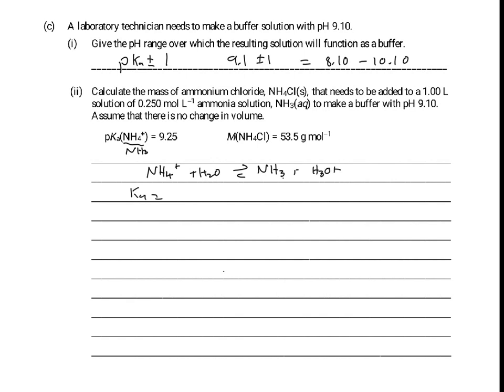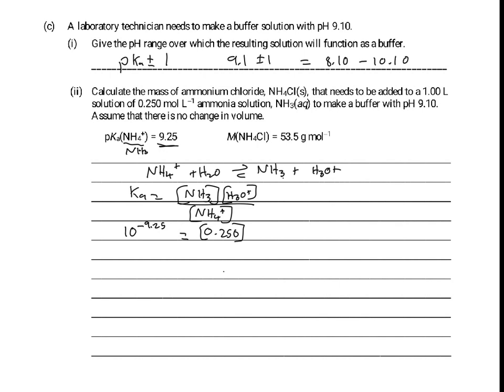And if you write your Ka expression, NH3 times H3O+ over NH4+, you get this. Okay, and then you go through and work out what you know. The Ka, we're not told the Ka, but we're told the pKa up here. So you guys need to know how to convert pKa to Ka. So it is 10 to the minus of whatever the pKa is, so 9.25. Okay, concentration of the ammonia, you're told is 0.250.